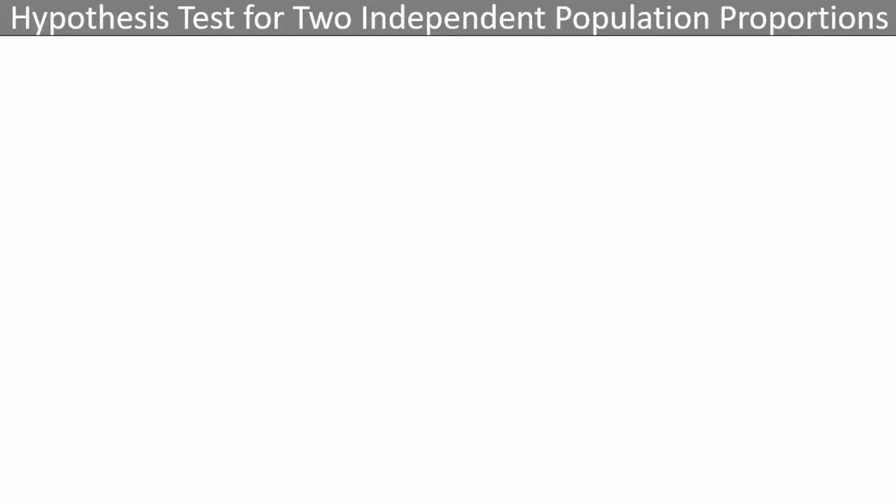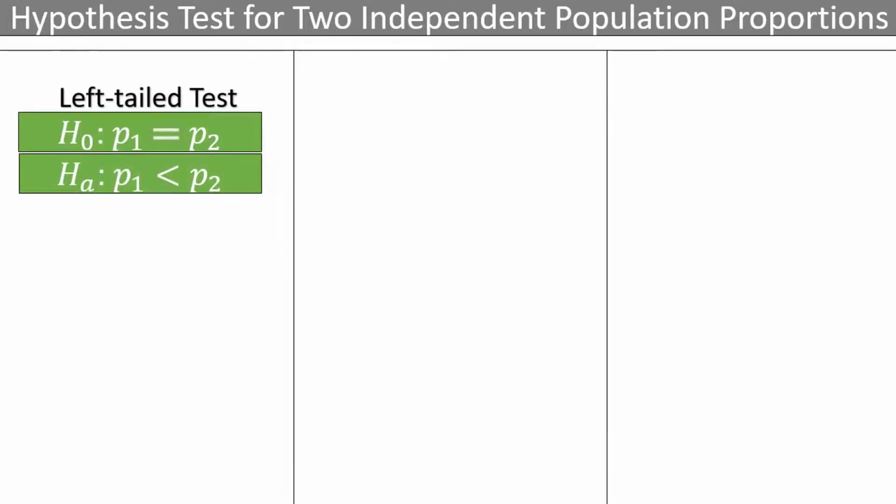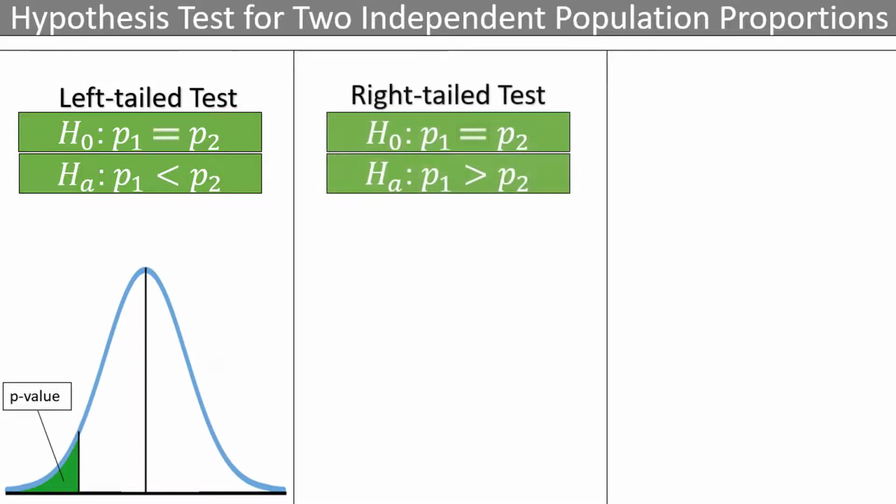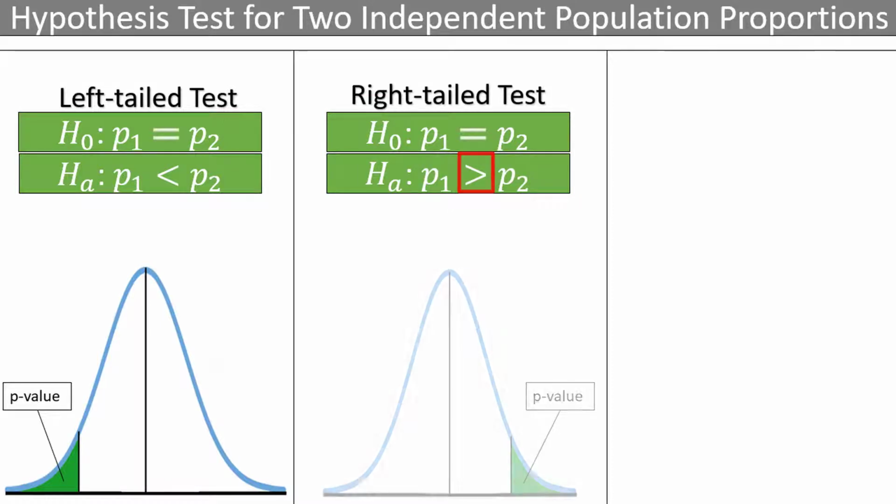For a left-tail test, we believe the first population proportion is smaller than the second, indicated by a less than sign in the alternative hypothesis, and the p-value is in the left tail of the distribution. For a right-tail test, we believe the first population proportion is greater than the second, indicated by a greater than sign in the alternative hypothesis, and the p-value is in the right tail of the distribution.